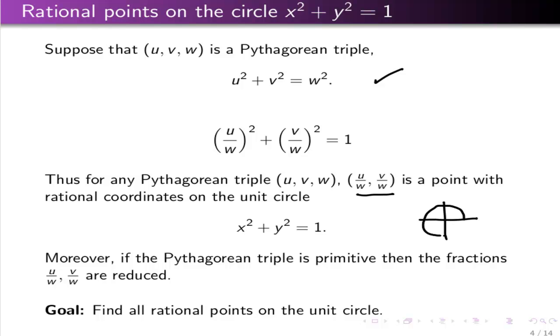So here's the circle, x squared plus y squared equals 1. And on this circle, I've got a point, both of whose coordinates are rational, u over w comma v over w. So we can also note that if the Pythagorean triple is a primitive one, then the fractions I've obtained are in fact in reduced form. And so the goal of finding the Pythagorean triples becomes related to the question of finding rational points on this circle. So we're going to start by trying to find all rational points on the unit circle.